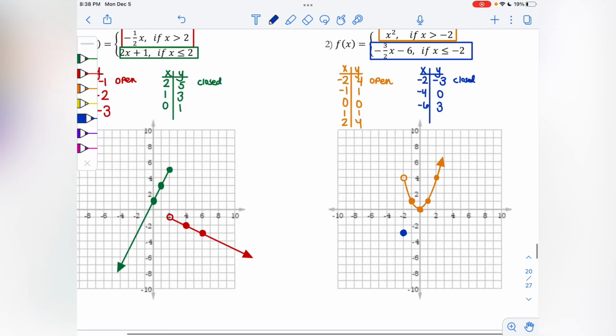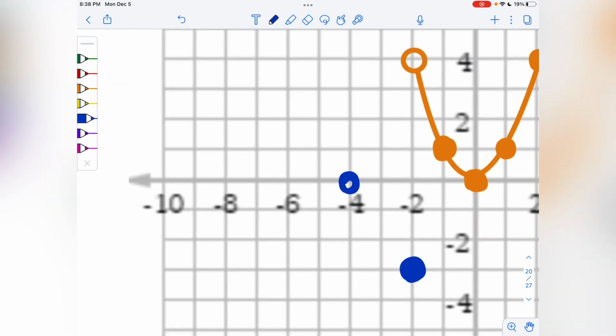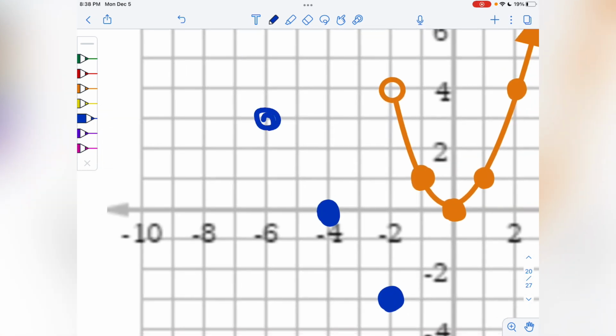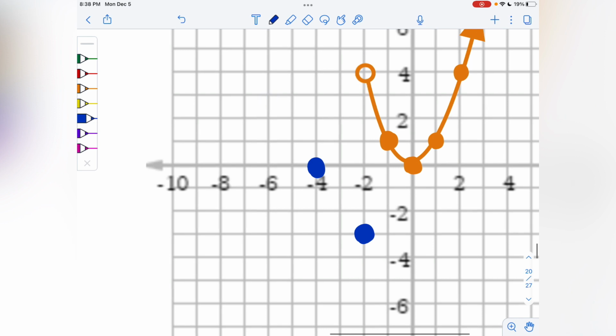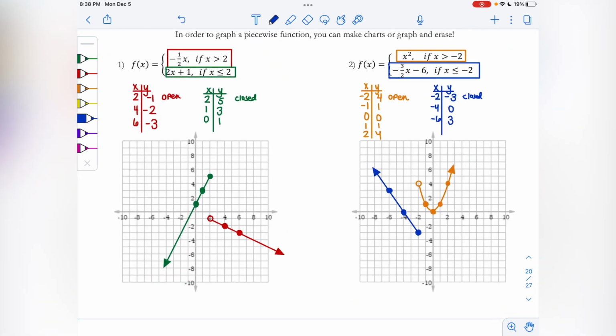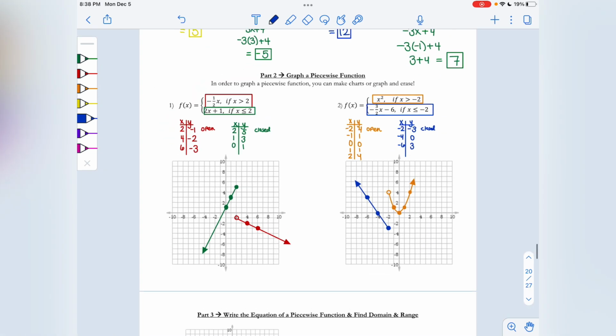And then my other points are -4, 0, and -6, 3. So whenever I draw the arrow, I start at the point that my chart starts with, and I draw the arrow in the direction of the other points I found, which is this way. And that's it. That's a piecewise function. So my suggestion, like I said, is to always make a chart.